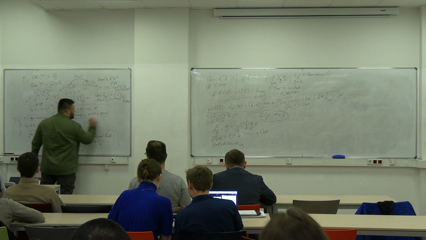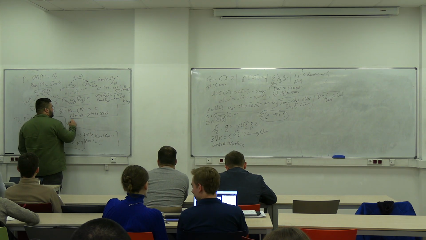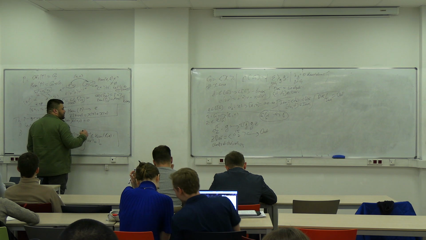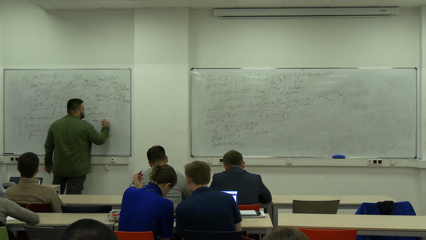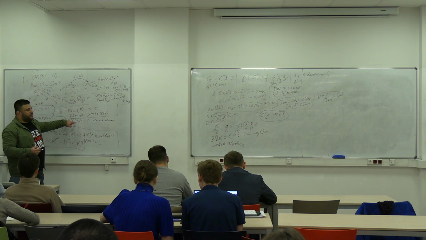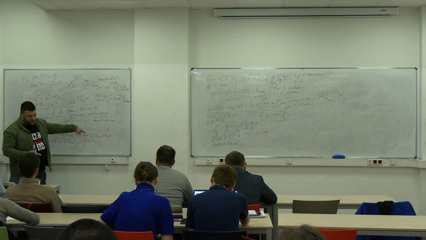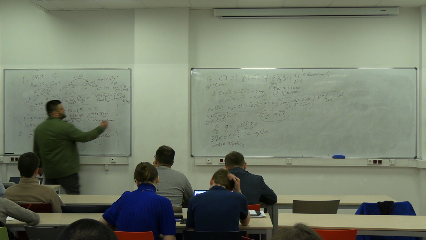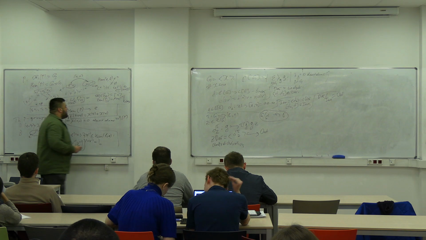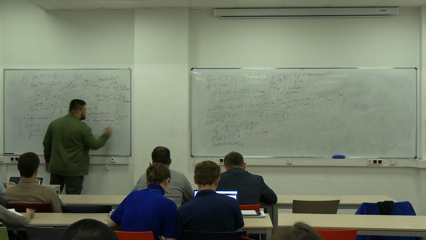But I need not all characters. I need just locally finite characters. What does that mean? That means that for each v, phi of uv is equal to 0 almost always. By almost always, I mean that there's just a finite number of elements u such that phi of morphism uv is non-zero. This is locally finite. It is X of gamma. This condition looks a little bit strange right now, but it will be clear in 2 minutes.